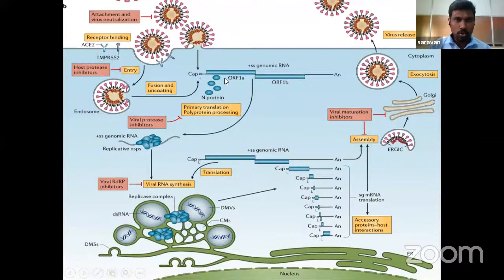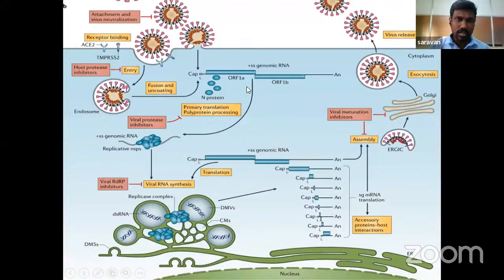So this open reading frame, the first open reading frame, encodes for the synthesis of polyproteins and many other non-structural proteins. So let us see, these non-structural proteins are nothing but the enzymes which are mainly involved in viral replication. One of the non-structural proteins that is synthesized is RNA-dependent RNA polymerase.